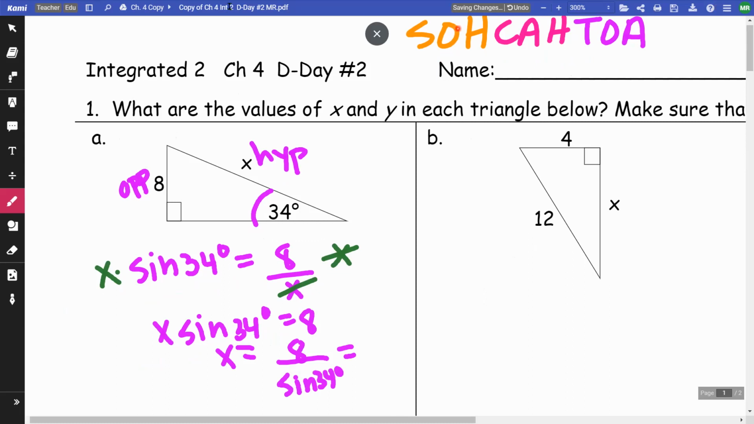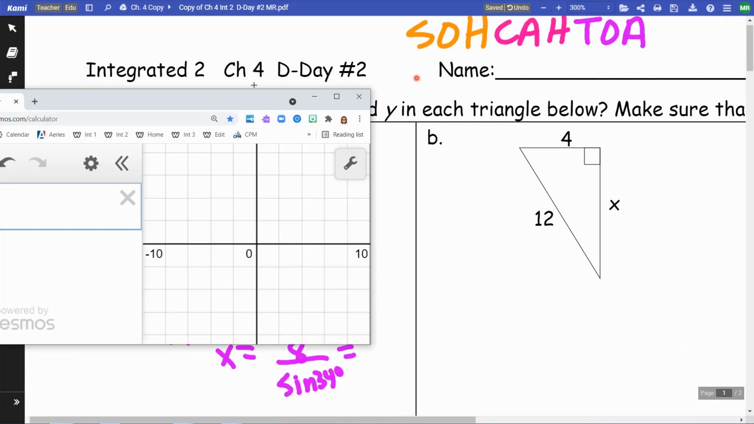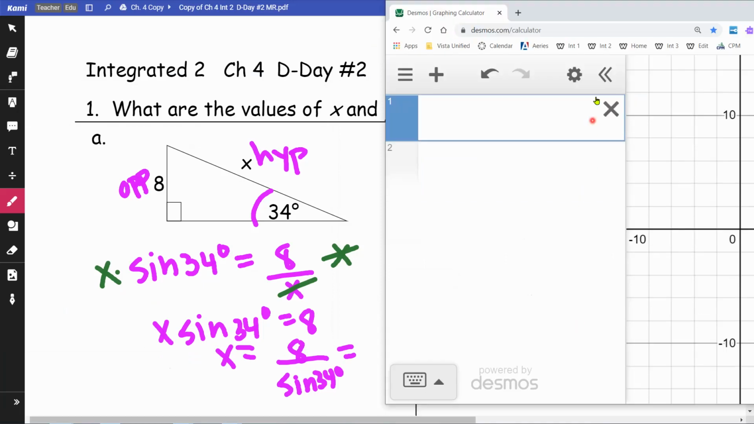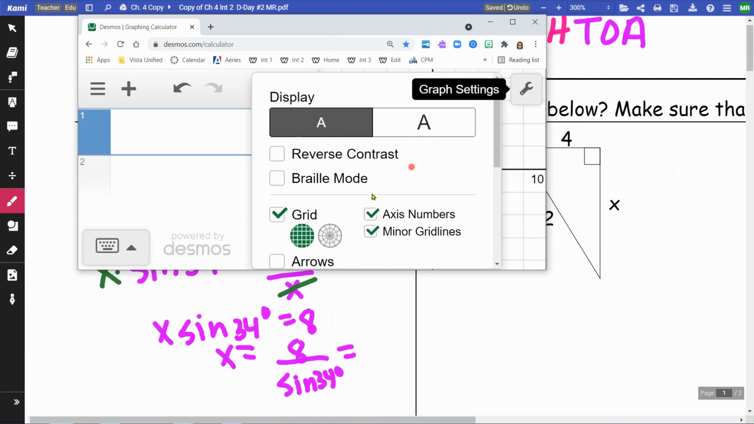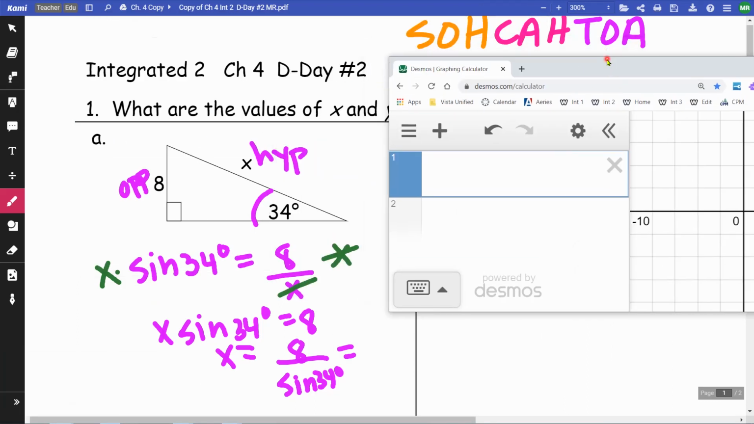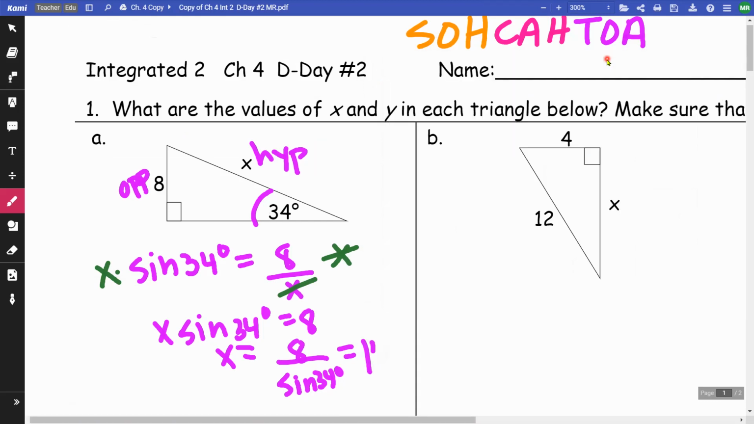And I'm going to do it in Desmos today to show you guys that we can do this in Desmos. Let's shut this down. So when we are doing this in Desmos, you want to make sure that you are in degrees. So if you come to this wrench right here, and if I come down here, I'm in radians, this is degrees. Okay. And so I want 8 divided by sine of 34 degrees. And I get 14 point, let's say 31. So 14.31 is our answer.